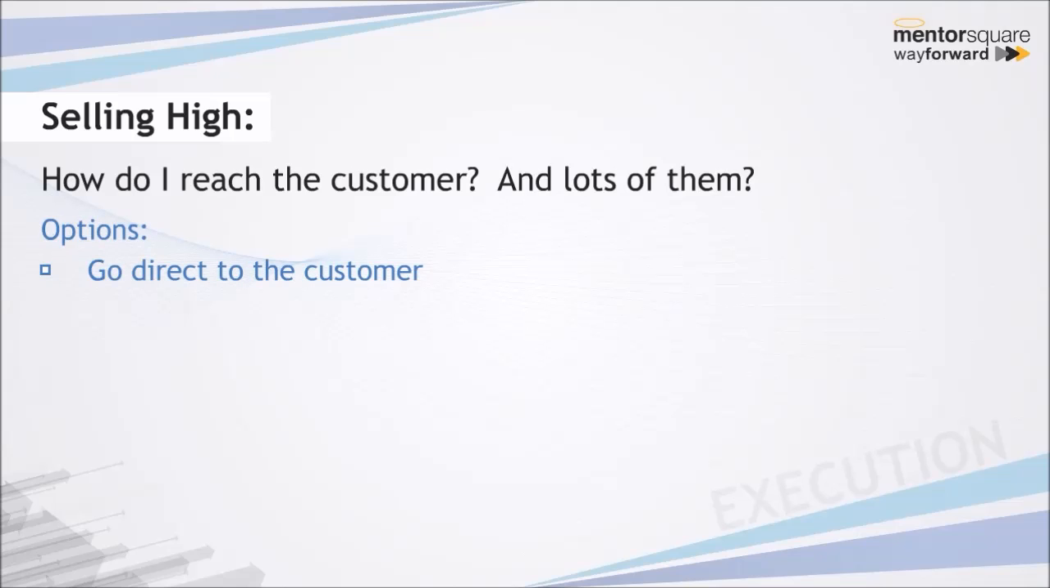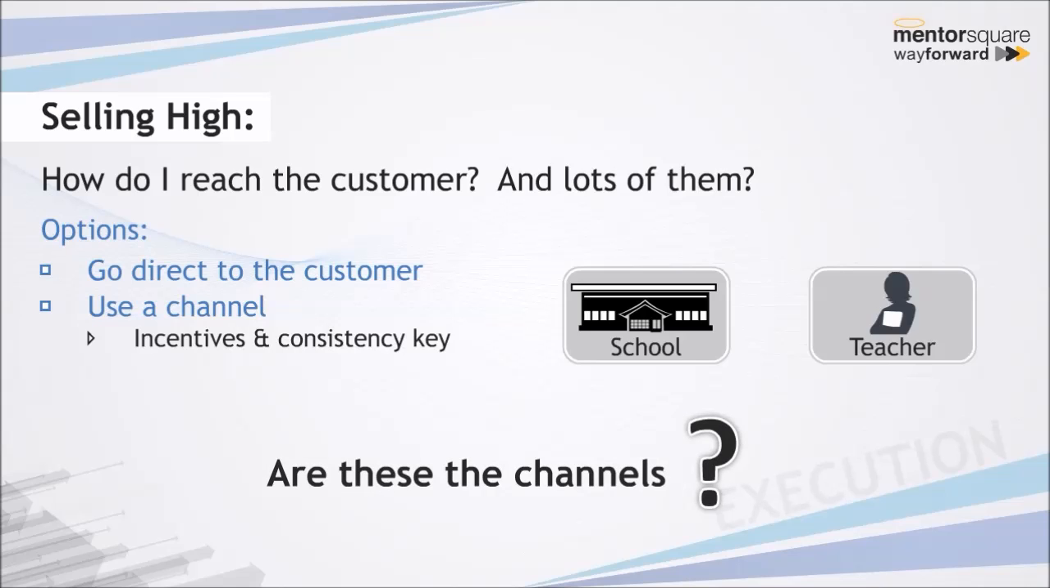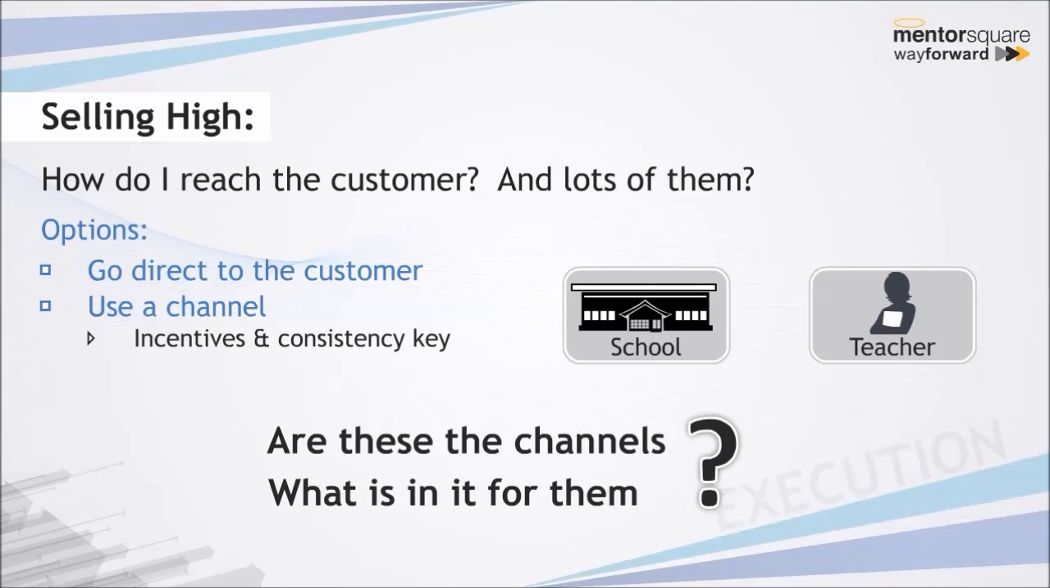The second tenet under selling high: how do I reach the customer, and lots of them? Do you go to them directly or through somebody else, the channels? What incentives do the channels get for taking you to the customer consistently? Going back to the example, you're using the school and the teachers to actually get the information. Now, what is the incentive for the school or the teachers to make this happen on a consistent basis? Are they the channels to get to your end customer, which are the parents? And if so, what's in it for them, so you can continue to sell high?